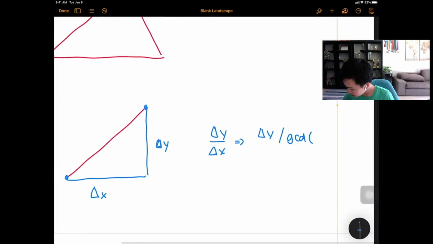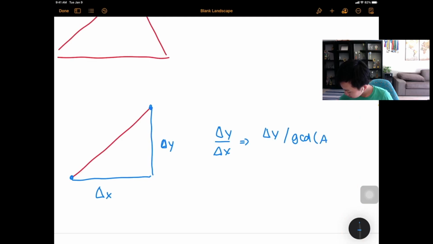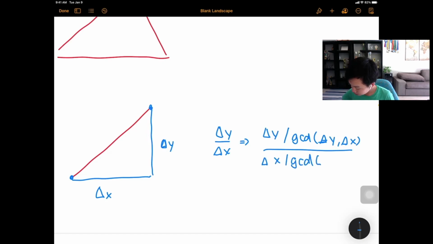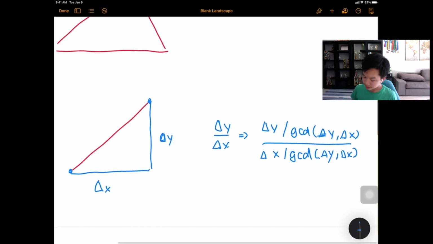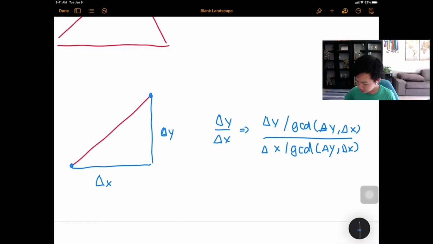Let's expand this. GCD of delta y, delta x, since you want this in the simplest form, and same thing would go for here. So for example, if your delta y was 6 and your delta x was 4, you would simplify this to 6 divided by 2 over 4 divided by 2, giving you 3 over 2.